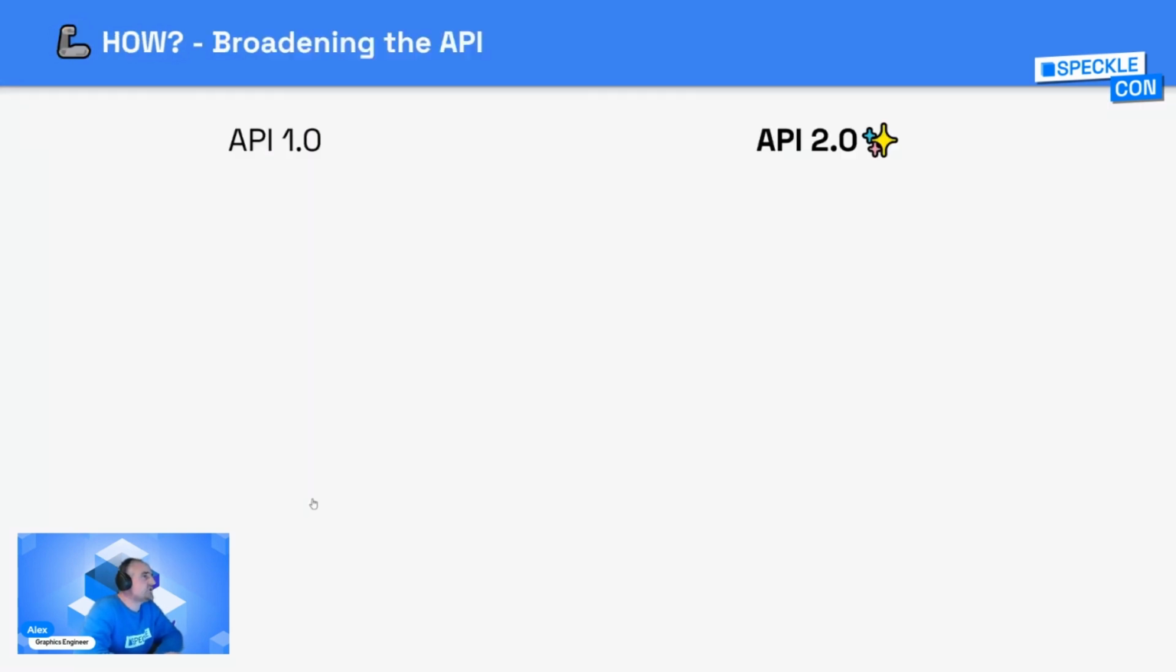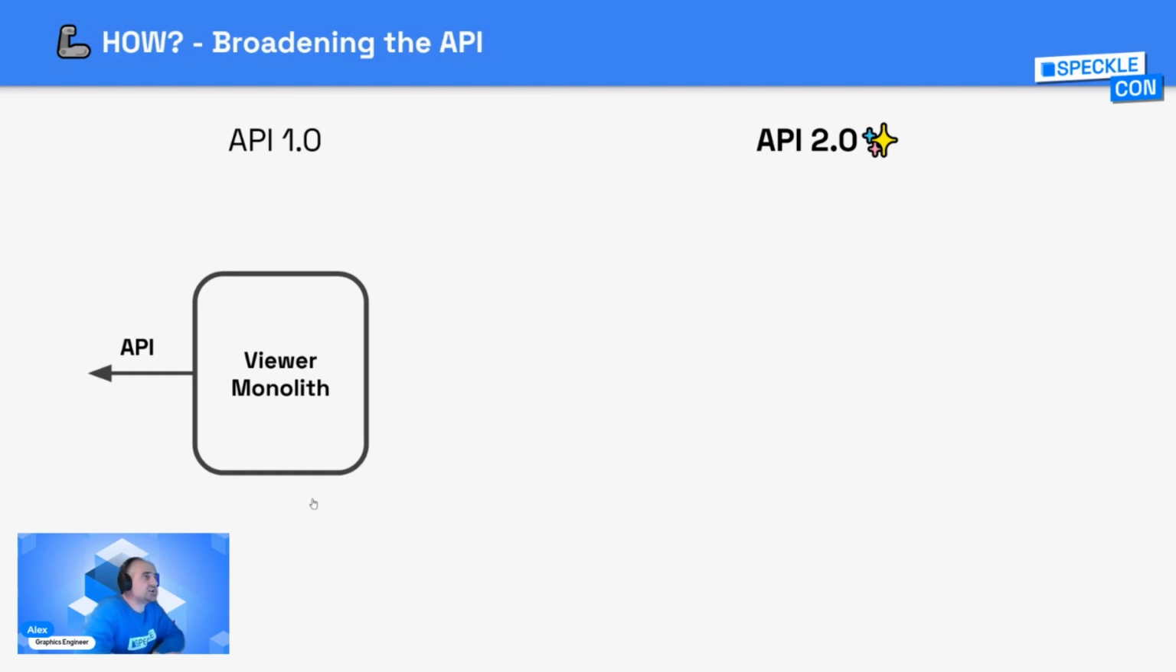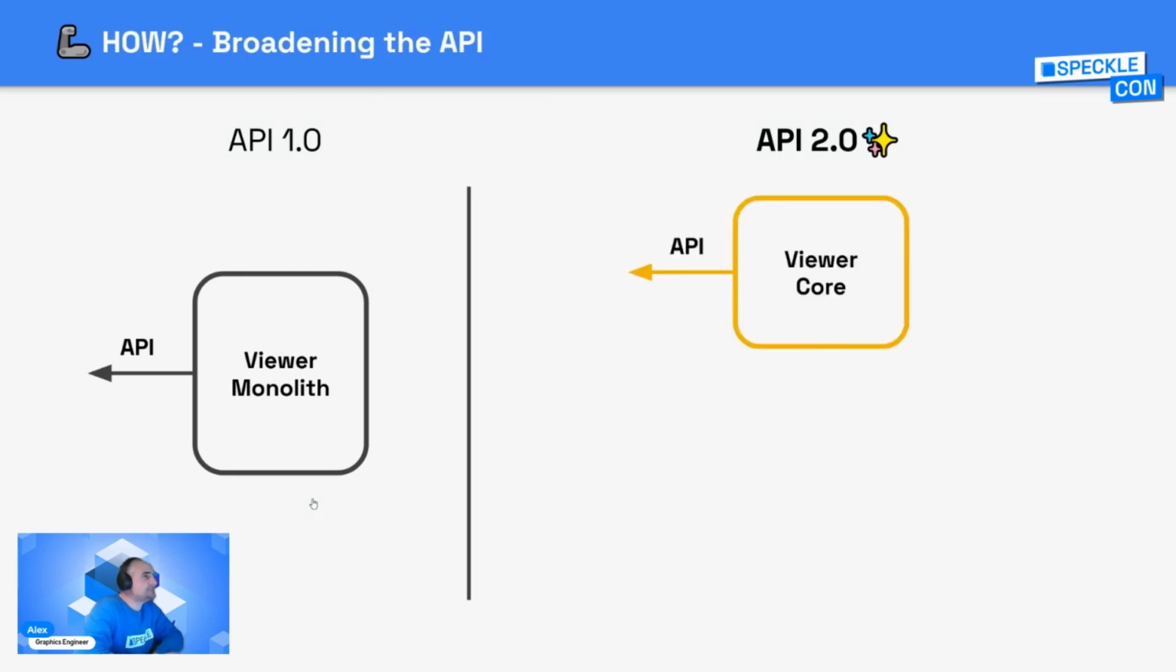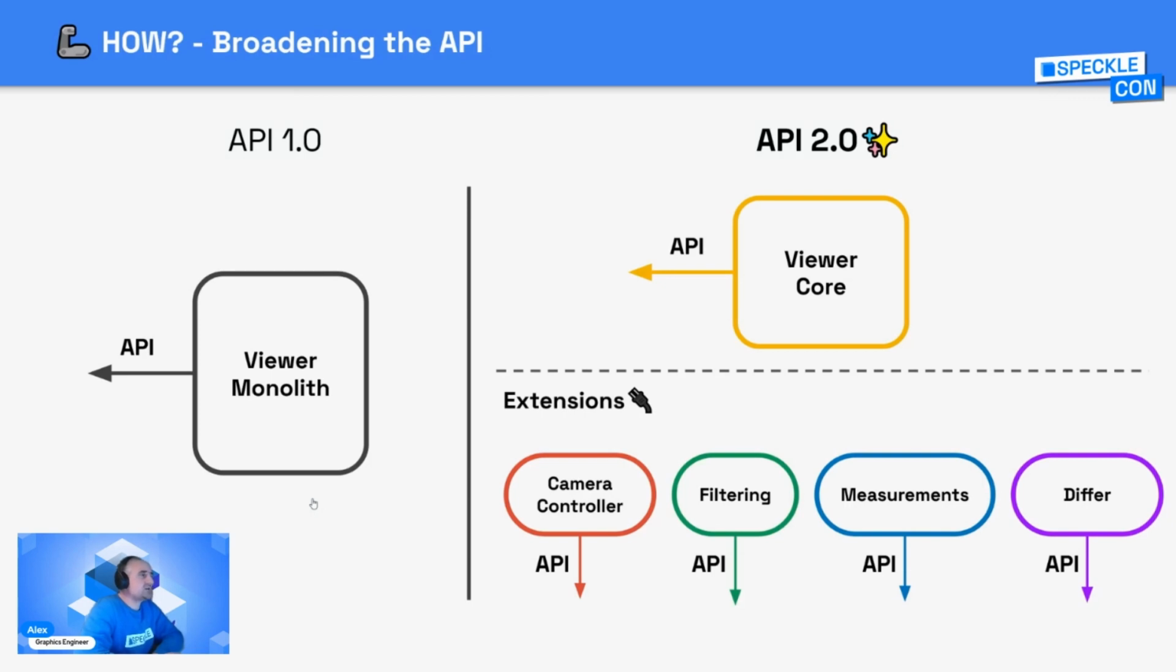Now, moving on to how we've changed things. Essentially, we're broadening the API. So coming from version 1, which was monolithic, we split API 2 into the viewer core and a set of pluggable extensions. The ones on the screen are just a few of them. There are a bunch more, and probably more are going to come in the future.